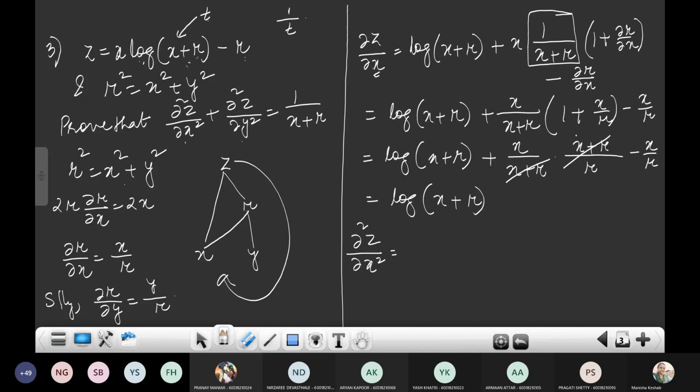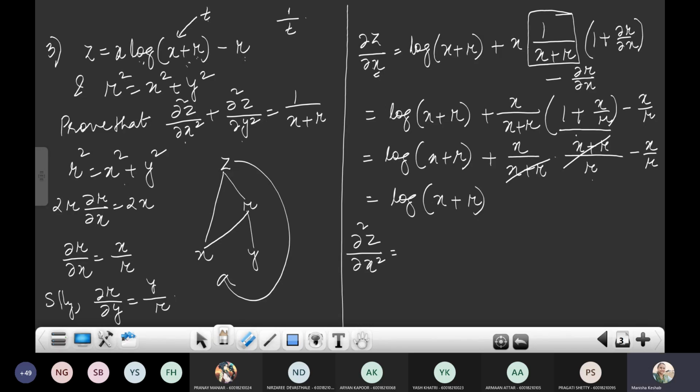Okay, ma'am. Yes. Now next we want del square z by del x. Yes, say. Ma'am, in the right side of the second step, you multiplied x upon x plus r into 1 and x upon x plus r into x by r. No, I didn't do that. I simplified it: 1 plus x by r. If you take r common, then with r as the LCM, you will get x plus r. Isn't it? r plus x is the same as x plus r, I just added the bracket. Okay. Yes.